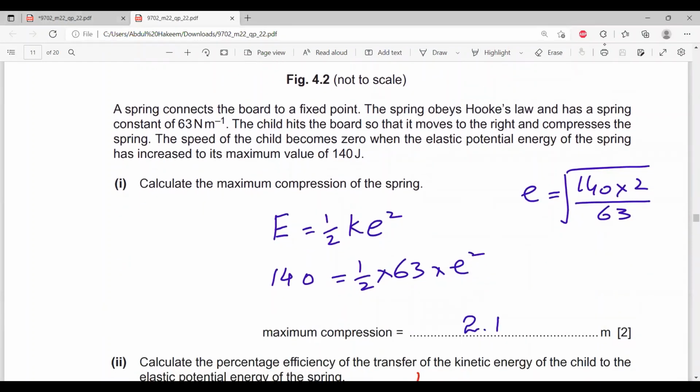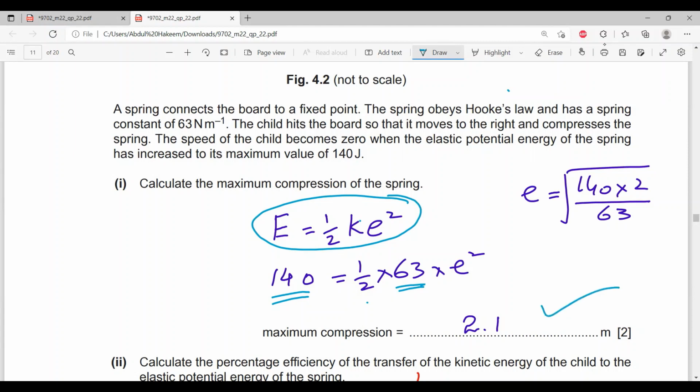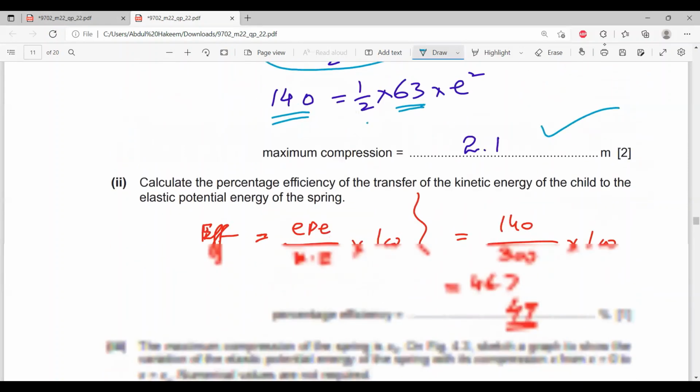Look, elastic potential energy is equal to 1 by 2 k e square. Elastic potential energy is 140, 1 by 2, spring constant is 63, and then e square. So e is equal to the under root of 140 times 2 divided by 63. So the answer is coming 2.1 meter. So this is the maximum compression in the spring.